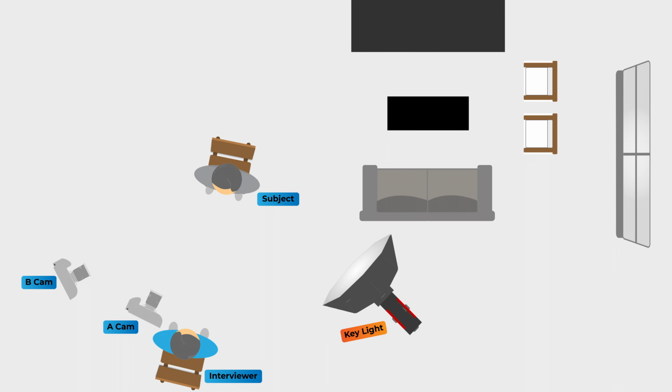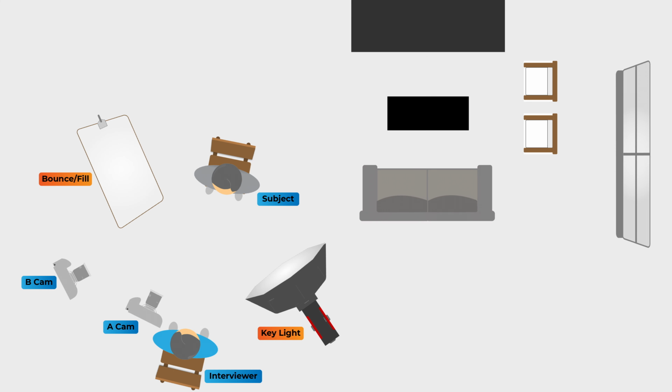If you are going for a very dramatic look, you can throw it very far to the side and get much more shadow on one side of the face. And now we have our bounce or our fill. This isn't even a light, it's just a reflector or a reflective of some kind to be able to bounce the light coming from your key light onto the shadow side of your subject's face.